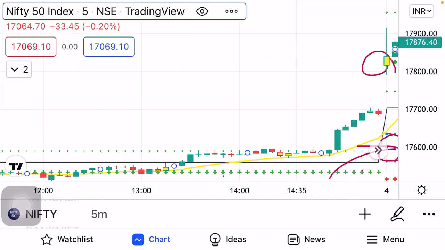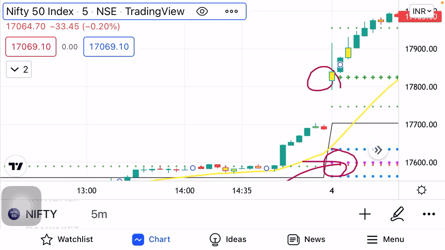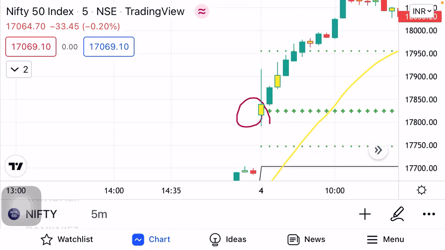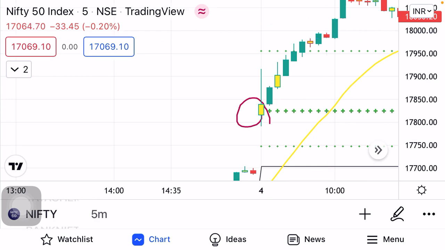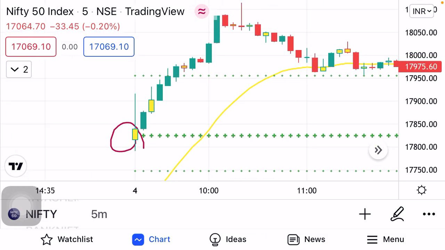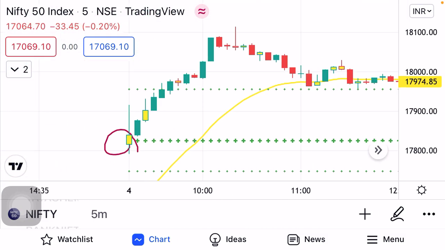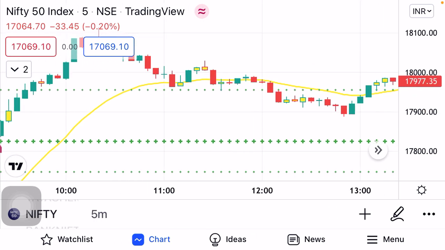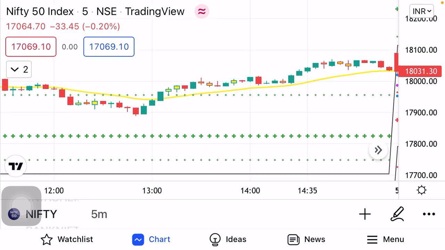Okay, the first 5 minutes candle closed above H4, so we'll go for buying, and the target will be H5. So clearly our target was done, and the trade for the day is also over, and we'll move on to the next day. See, if you miss the opportunity here, you will keep on waiting the whole day without getting any opportunity.